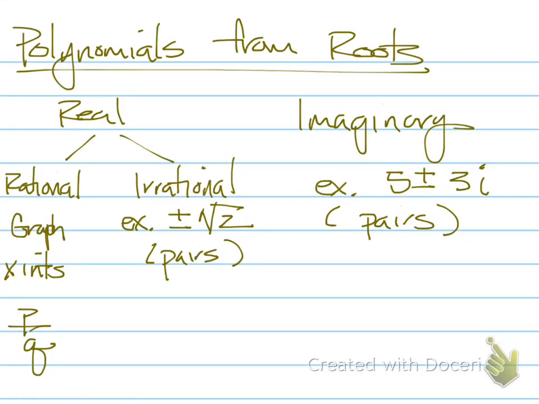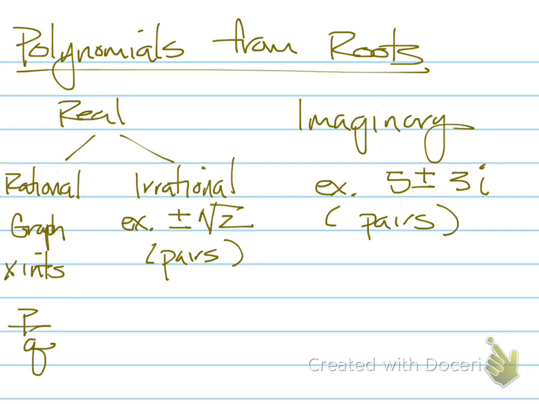All right, in this lesson, we're going to be looking at writing polynomials given either one or all of the roots. Before we cover the steps for doing that, we need to first understand the types of roots. So broadly, roots will either be real or imaginary. If you have imaginary roots, they always occur in conjugate pairs. For example, 5 plus 3i and 5 minus 3i.